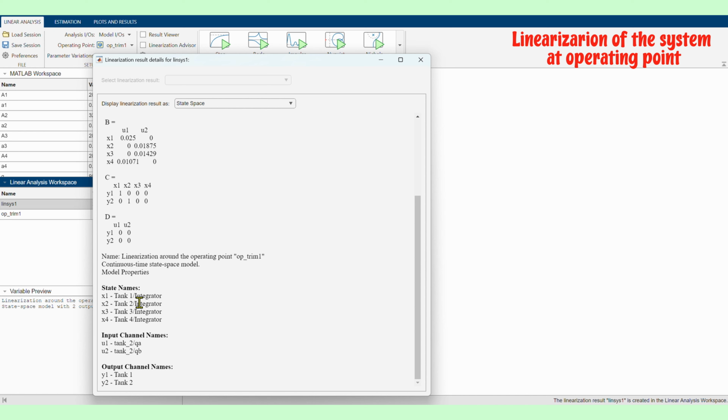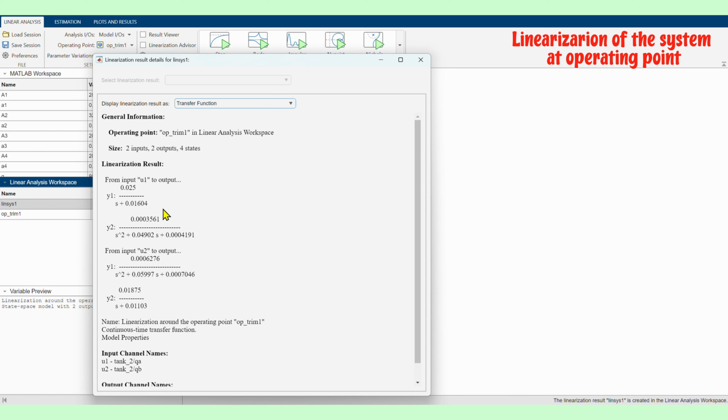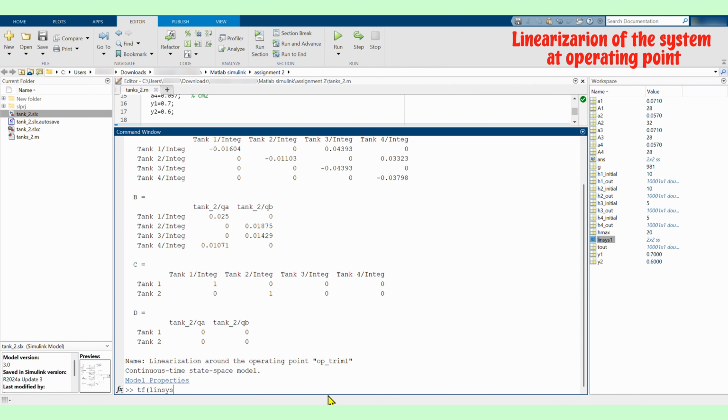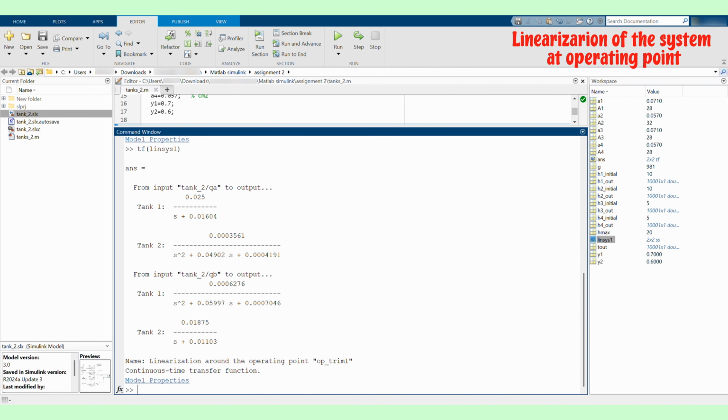After following all the steps as done in the video, the Model Linearizer app in Simulink gives the Linearization 1 that can be exported to the MATLAB workspace. The Linearization 1 contains the state space model and transfer function models of the 2 inputs and 2 outputs. Altogether, we get a state space model with 4 states, H1, H2, H3, H4, 2 inputs, QA and QB, and 2 outputs, H1 and H2, and 4 transfer function models.